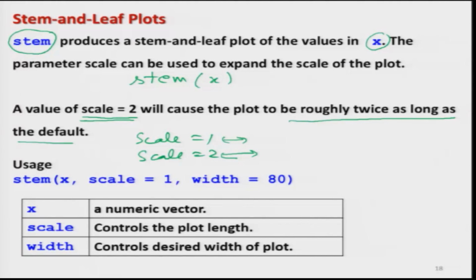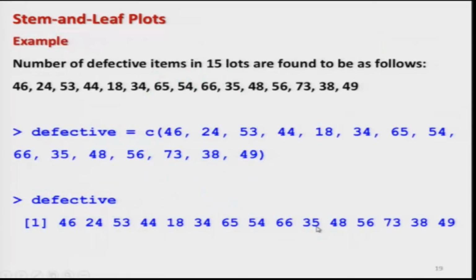So, when we want to construct the stem and leaf plot, the R command is stem, and inside the argument I have to give the data, and then the scale value. This can be a number, and it controls the length of the plot. Similarly, there is another parameter, width, which controls the width of the plot. So, scale controls the length of the plot and width controls the width of the plot, and the default value is usually 80.